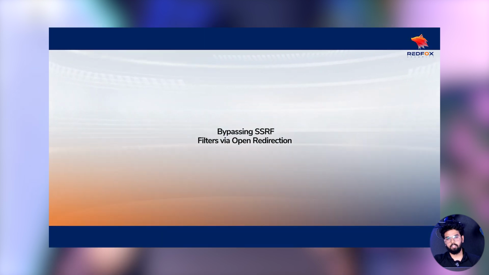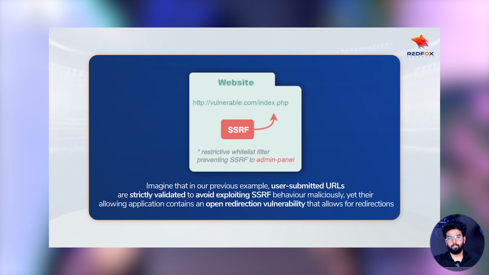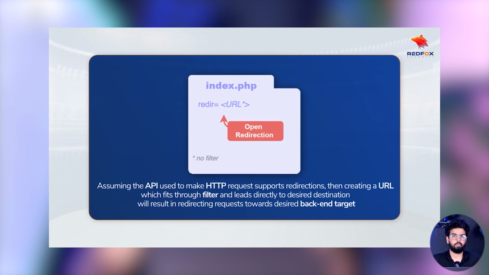Next one being bypassing SSRF filters via open redirection. Sometimes it's possible to bypass filter-based defenses by exploiting open redirection vulnerabilities. Imagine that in our previous example, user-submitted URLs are strictly validated to avoid exploiting SSRF behavior maliciously, yet the application contains an open redirection vulnerability that allows for redirections. Assuming the API used to make HTTP requests supports redirection, you can create a URL which passes through the filter and leads directly to the desired destination, redirecting requests towards the desired backend target.